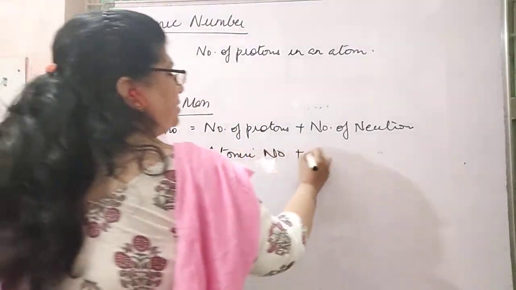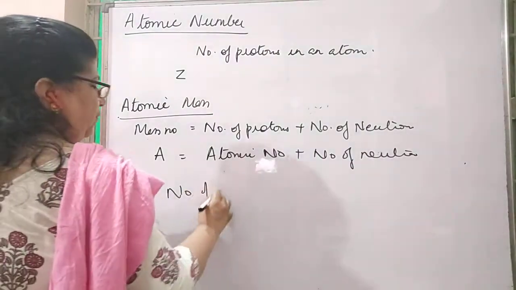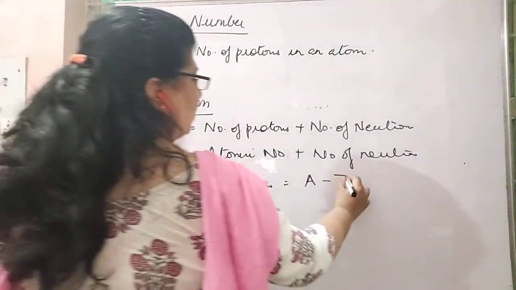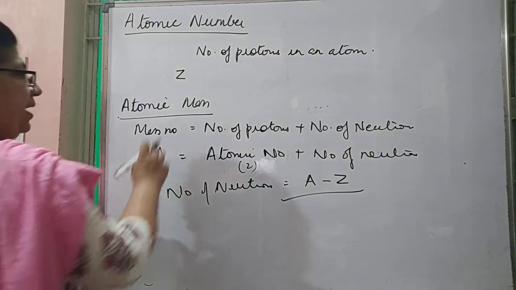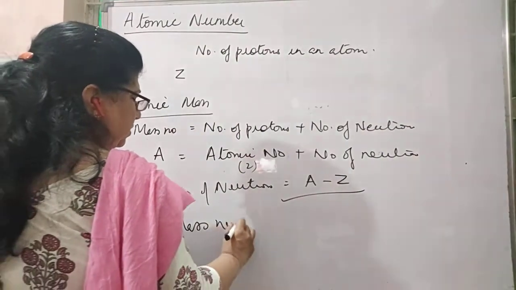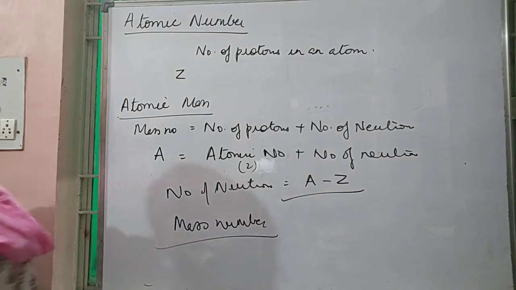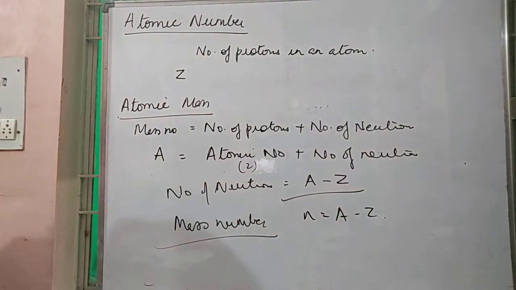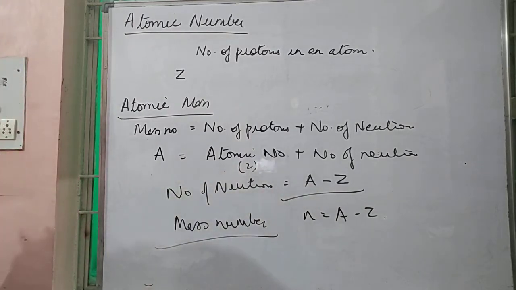Now, the number of protons is also the atomic number, plus the number of neutrons. So what you can say is the number of neutrons can be written as A minus Z, because this is Z. Atomic mass is also known as the mass number, and N, the number of neutrons, is equal to A minus Z. That is, the mass number minus the atomic number, A minus Z.